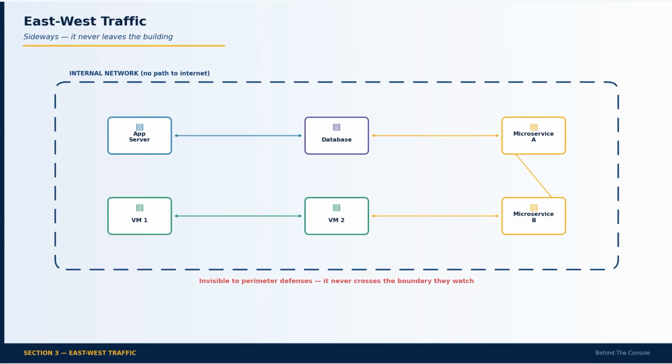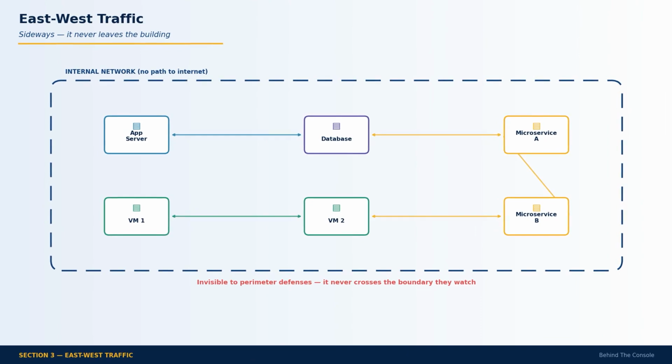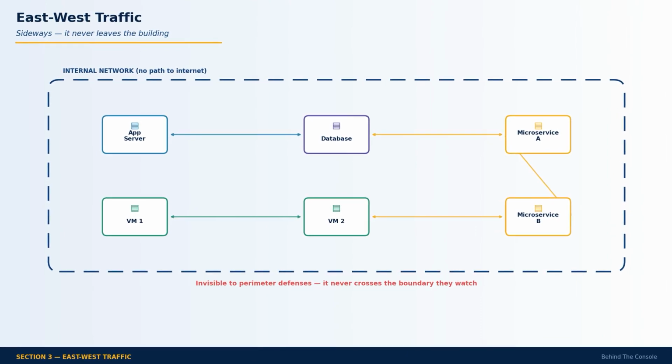East-west traffic is different, it never leaves the building. It's server to server, VM to VM, one microservice calling another, all moving sideways within your internal network. An application server querying a database, one microservice talking to another, none of that ever touches the internet, but it's still traffic that needs to be secured. And here's the problem, east-west traffic is often invisible to the very perimeter defenses that catch north-south traffic.